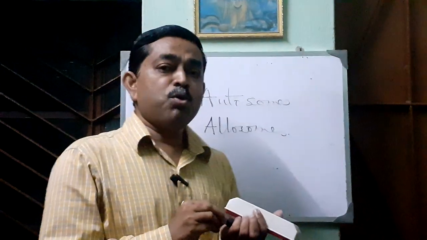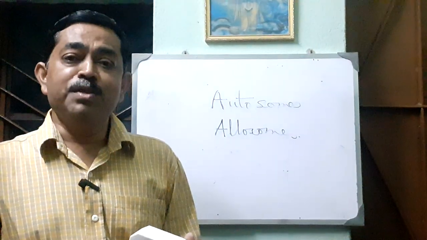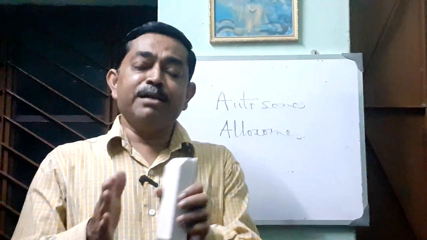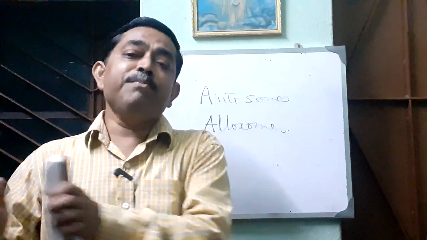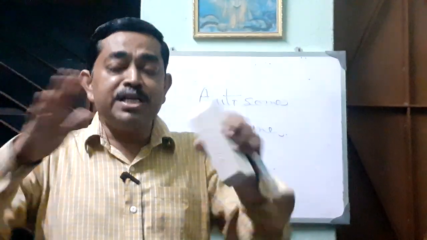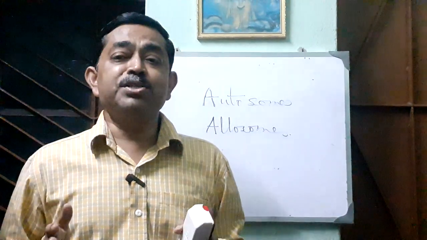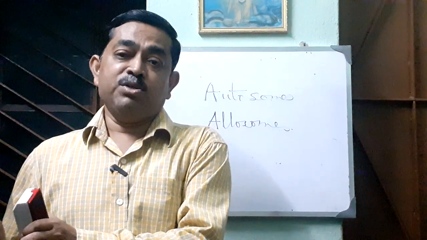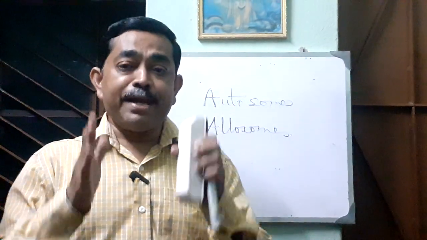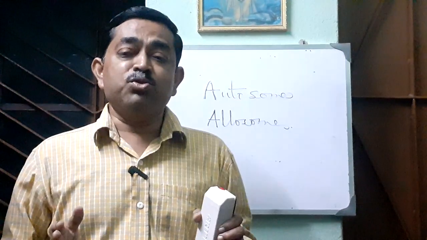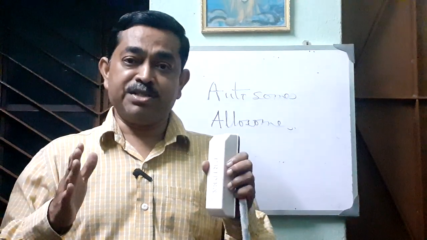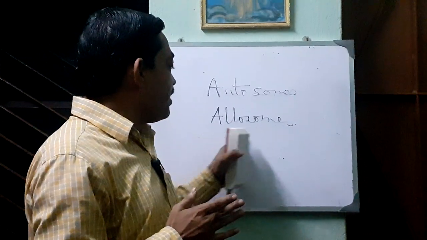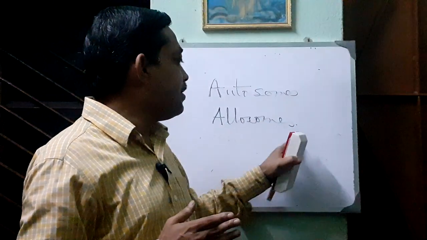What are autosomes? Autosomes are chromosomes that, generally, determine the phenotypic characteristics and other physical characteristics of the organism, except sex-linked characteristics. And allosomes are the sex chromosomes, which determine the sex of a particular organism. So, what is the difference between autosome and allosome?